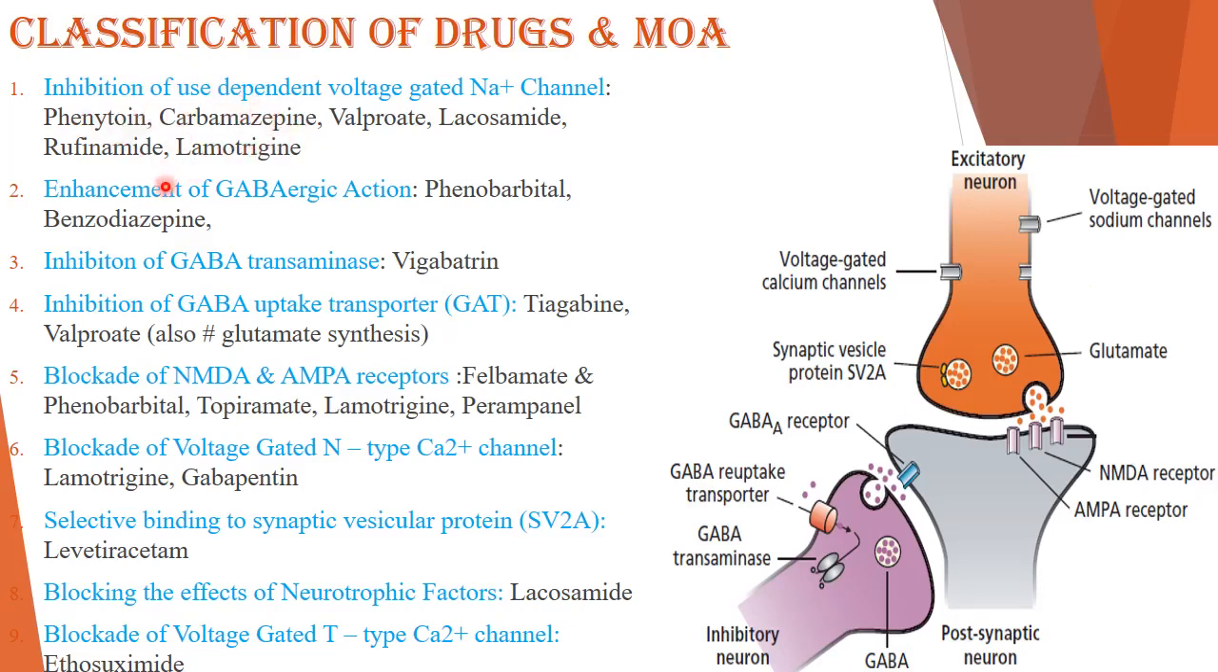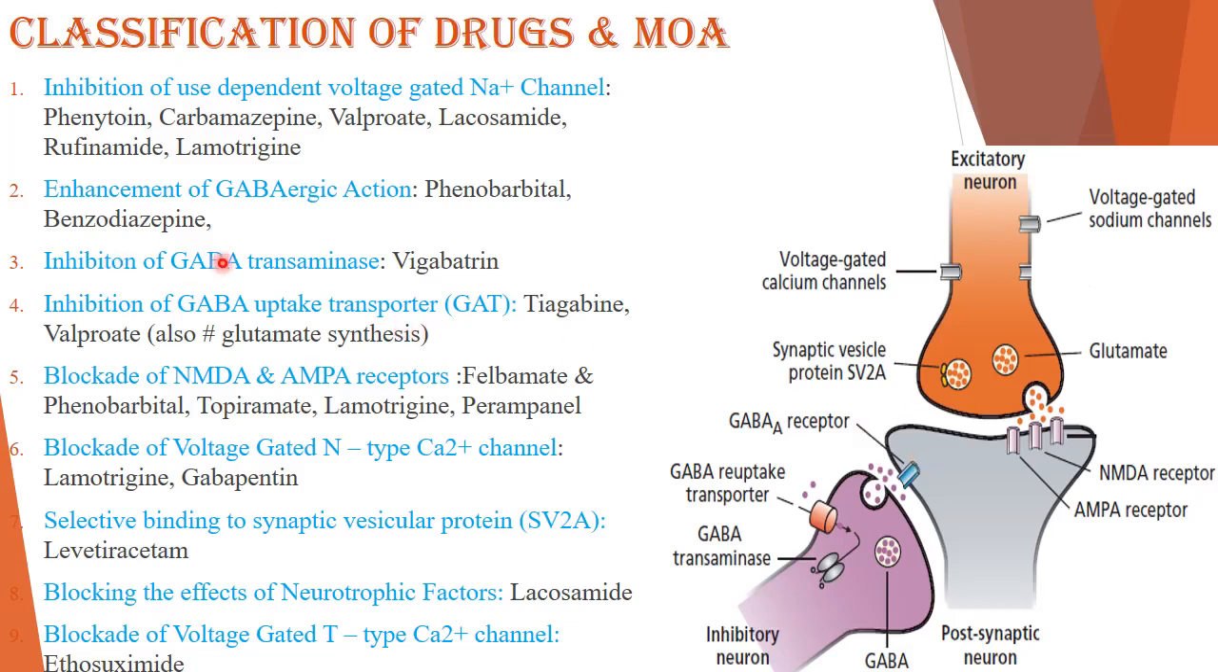Okay. Now next one is the enhancement of GABAergic actions. Why? Because the GABA is getting decreased. The inhibitory neurotransmitter is getting decreased, right? So phenobarbital and benzodiazepine, we studied earlier, will bind with the specific sites in the GABA receptor, the benzodiazepine binding site as well as the barbiturate binding sites. Okay? Then what will it do? It will cause influx of chlorides.